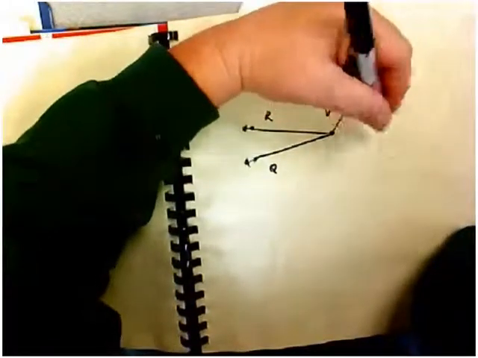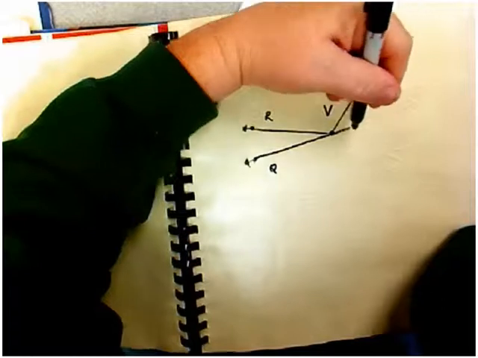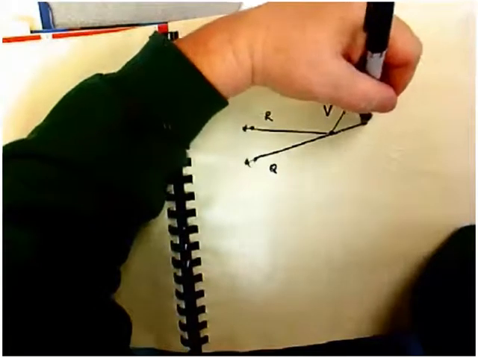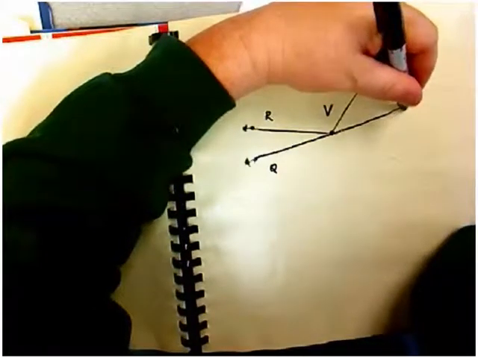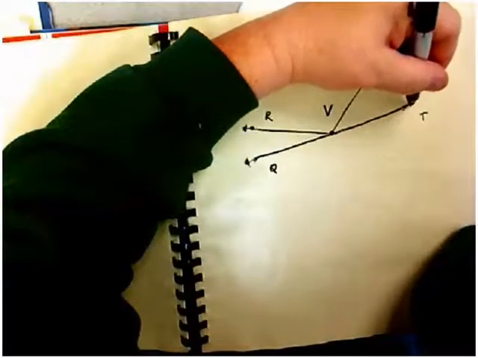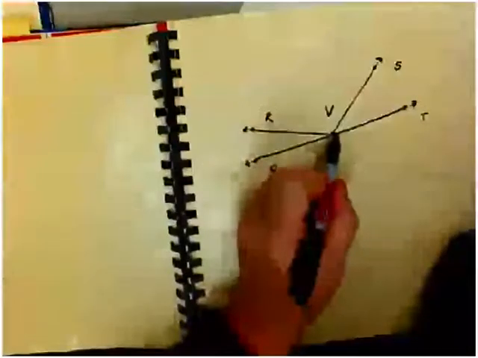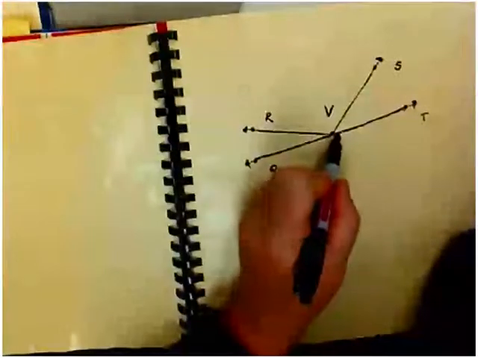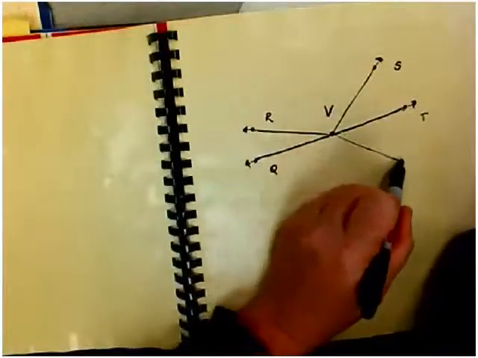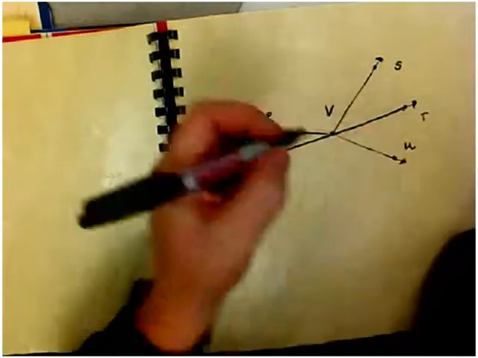All right, go back to V and go just slightly between 2 and 3 o'clock. You're going to go through point T. So you've got a ray VT. And then go back to V and go down through about 4 o'clock or so through point U. We've got ray VU. So there's all our rays.